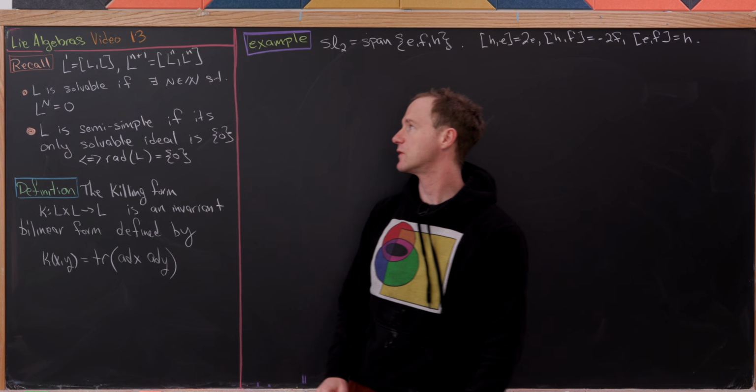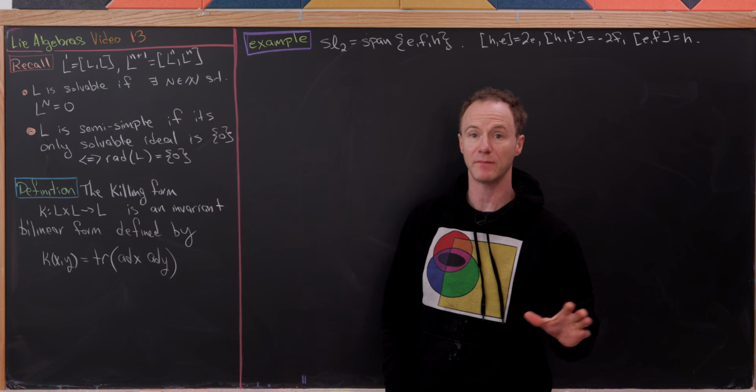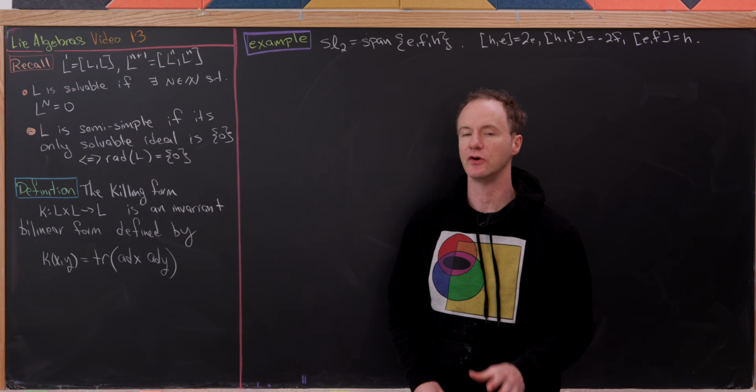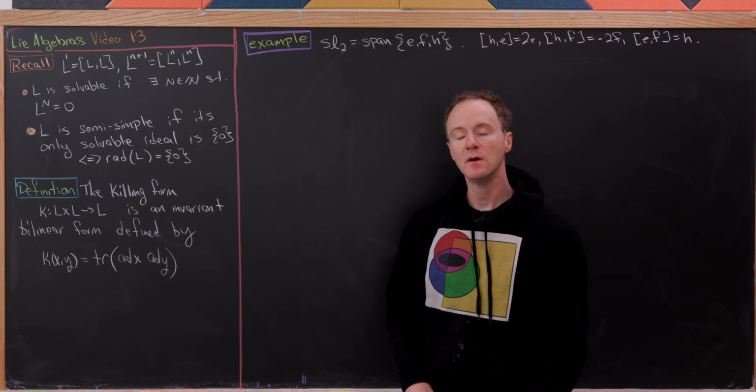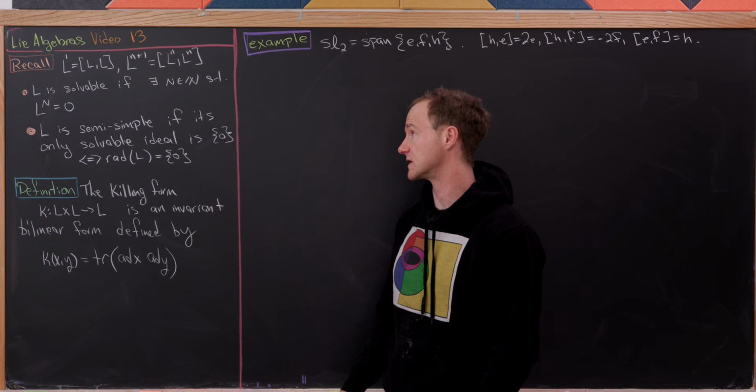This is the 13th video in our series on Lie algebras, and today we're going to talk about a certain bilinear form of a Lie algebra known as the Killing form. But before we do that, we're going to recall a couple of things.